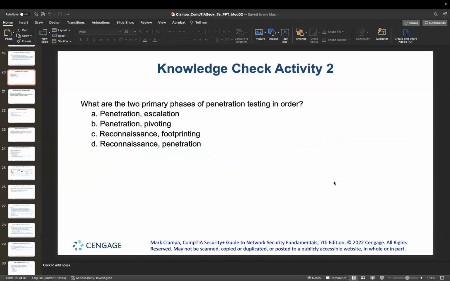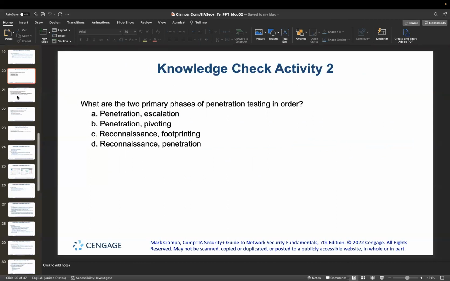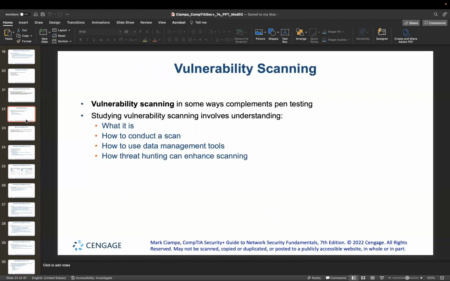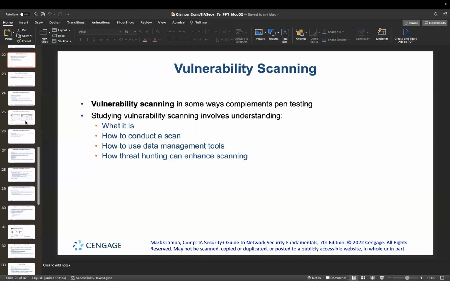Let's do a knowledge check together, guys. Let's see who can answer this question for me. What are the two primary phases of penetration testing, in order? Answer D, right? Yes. Okay, great. Looks like everybody was listening. Yes, that's correct. Reconnaissance and penetration. We already discussed that. You first need to find the information needed and then conduct the penetration.